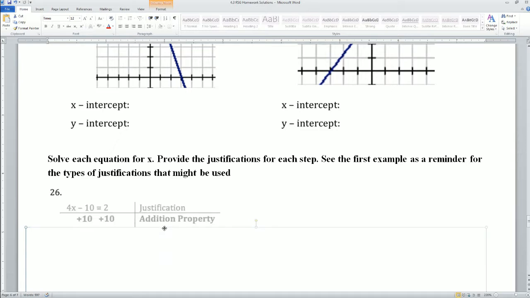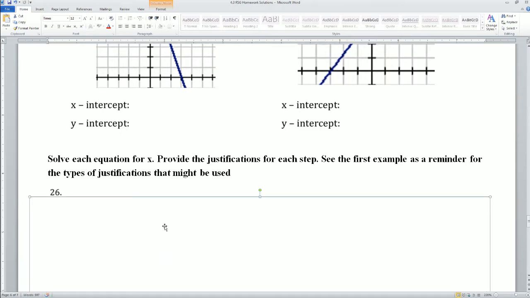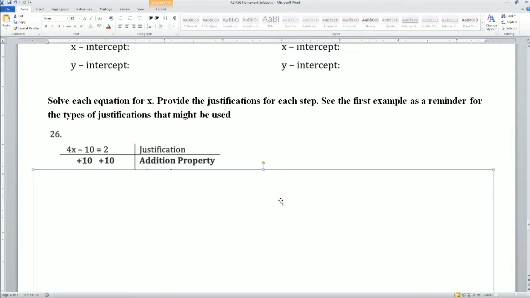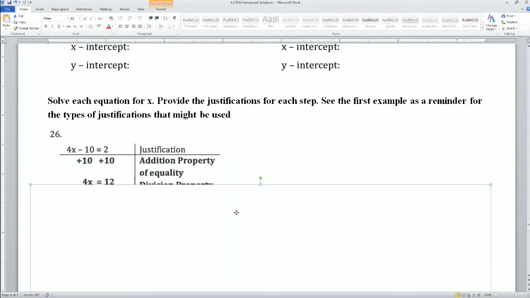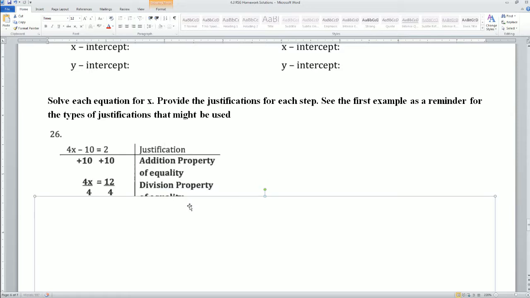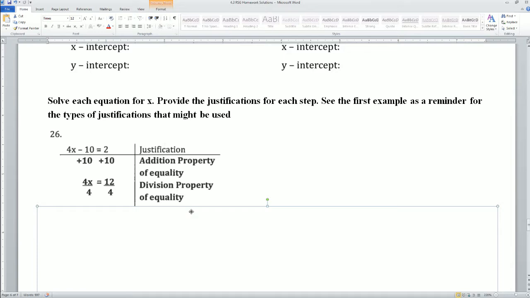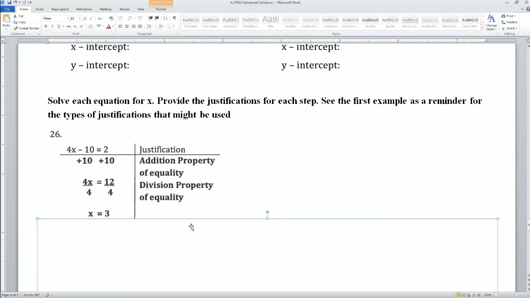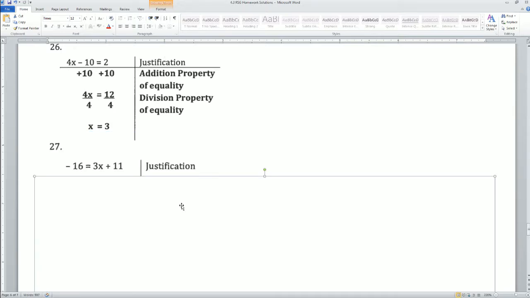Alright, solve each equation for x. Provide the justification for each step. See the first example as a reminder for the type of justification that you might use. Okay, 26. You're adding 10, so that's called the addition property. Then you're going to divide, because you're trying to get the x alone, by dividing by 4. That is the division property of inequality. Then you simplify. X is equal to 3.